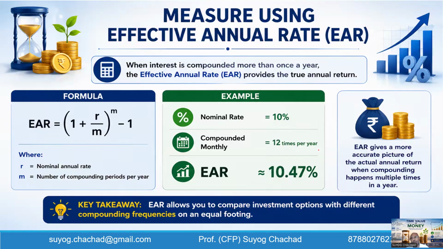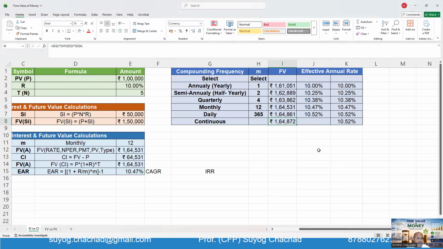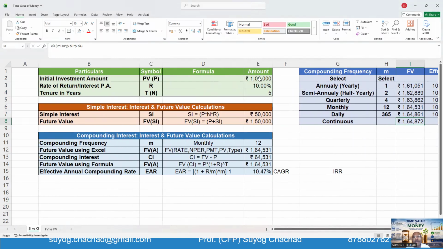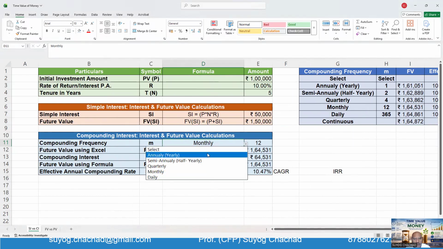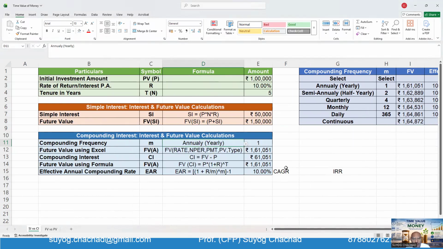Now, once you have changed the compounding frequency, your effective annual rate will also change. So this is a formula to calculate the effective annual rate. Now let's understand again using Excel. Same example. Initially, I'm putting annual frequency, and you can see this particular figure.